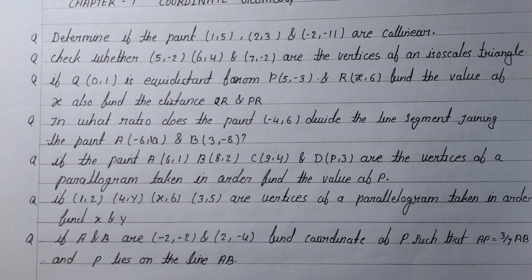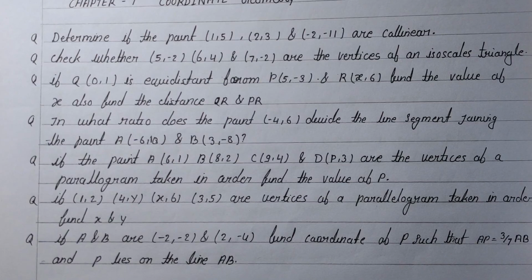Next, if Q (0, 1) is equidistant from P (5, -3) and R (x, 6), find the value of x. Also find the distances QR and PR.